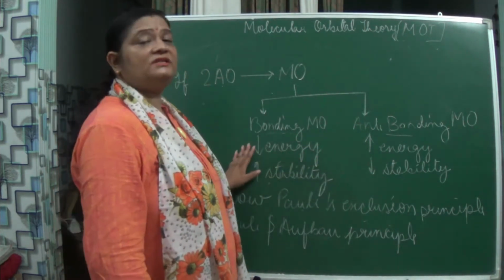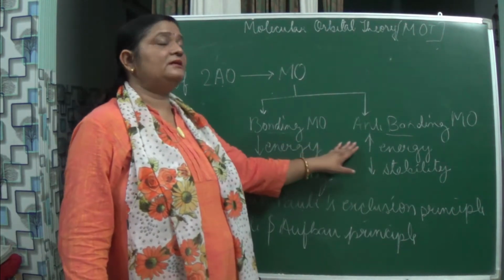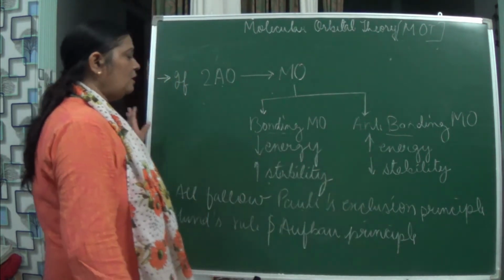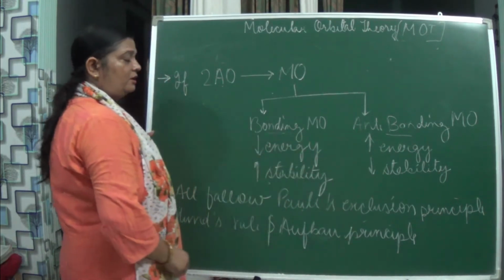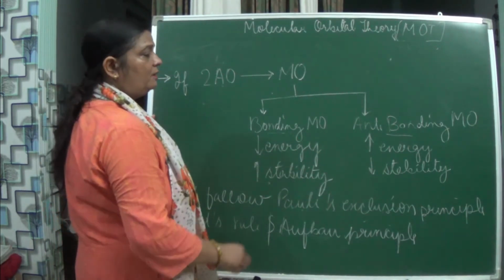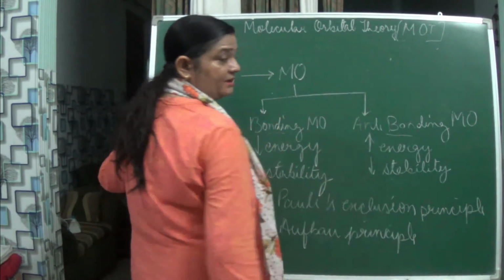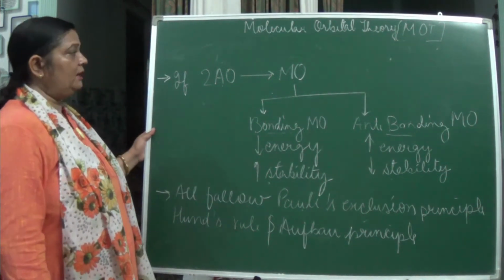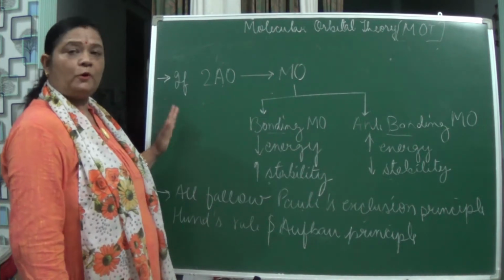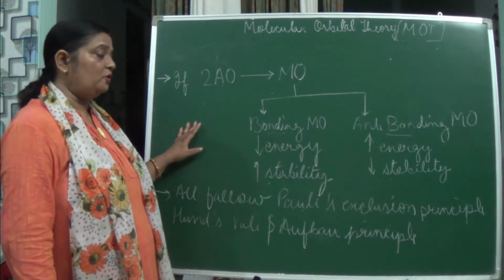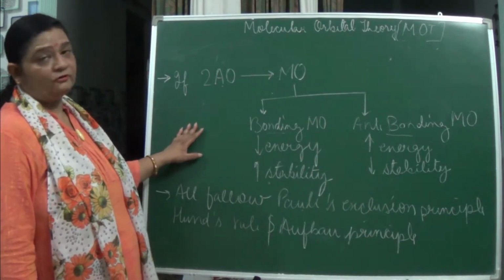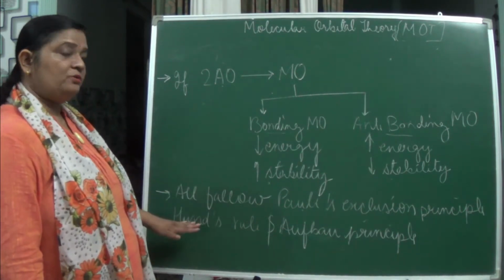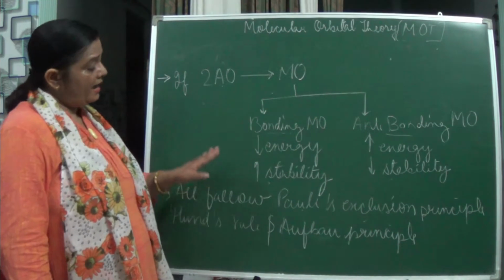And when energy is low, we say it is stable, isn't it? And when energy is high, we say it is not stable. So here, bonding molecular orbital has high stability, and anti-bonding molecular orbital has low stability. And when we are talking about the filling of electrons in molecular orbitals, what did atomic orbitals follow? The Pauli exclusion principle, Hund's rule, Aufbau principle. Likewise, here also molecular orbitals follow the Pauli exclusion principle, Hund's rule, as well as the Aufbau principle.